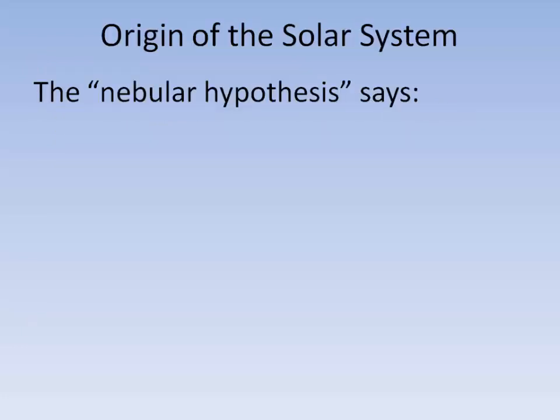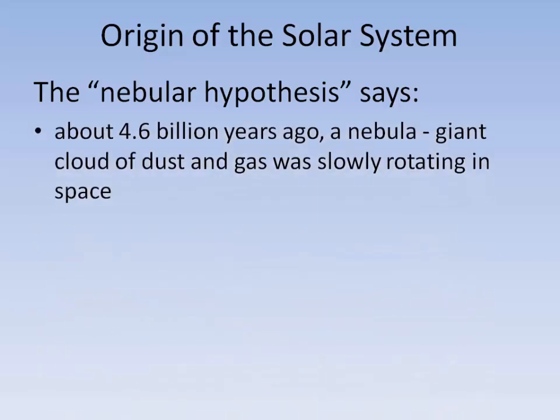One of the most important theories in the formation of our solar system and solar systems in other parts of the universe is called the Nebular Theory or Nebular Hypothesis. And this is a summary of what the Nebular Hypothesis says. About 4.6 billion years ago, there was a giant cloud of gas and dust called a nebula that was slowly rotating in space.